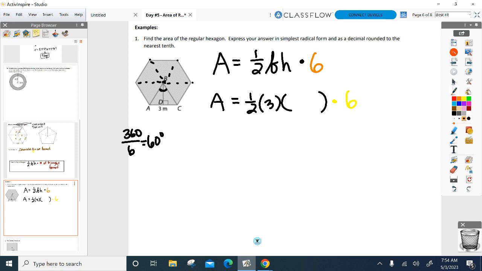Yeah, the height bisects that angle. So now that 60 gets turned into 30. Oh, what do we got going on here, kids? 30, 60, 90. Yeah. So we got to go back to our rules.